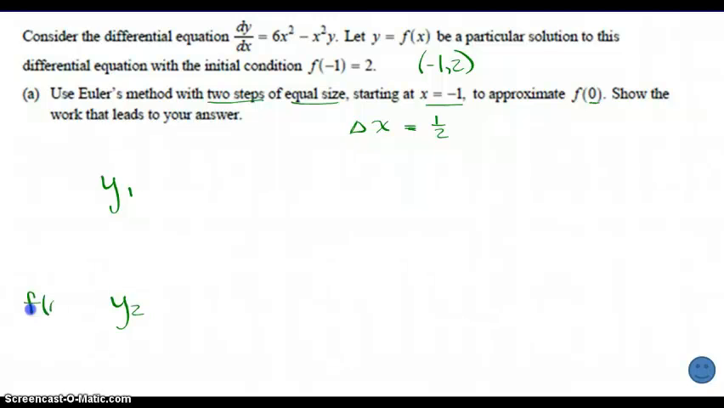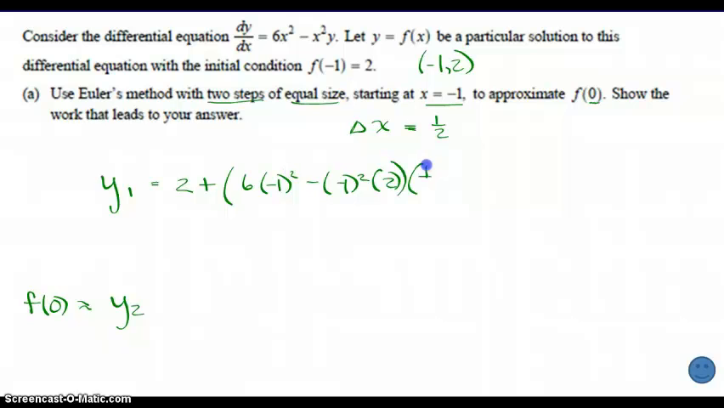We can show them that we realize that y2 will be the approximation for the output of the function at x equals 0. So I need the previous y output plus the slope through the previous point, 6 times negative 1 squared minus negative 1 squared, and my y value is 2, times a change in x. So 6 times 1, that's 6, minus 1 times 2, so that's a 4, times 1/2. So this is 2 plus 2, that's 4, if I did all that correctly.